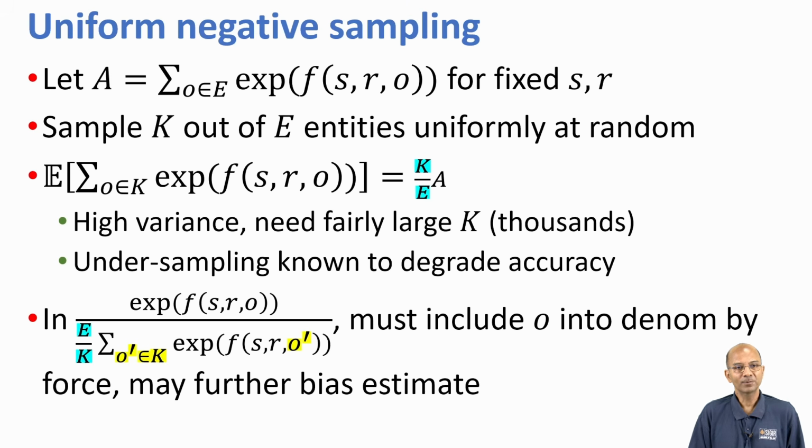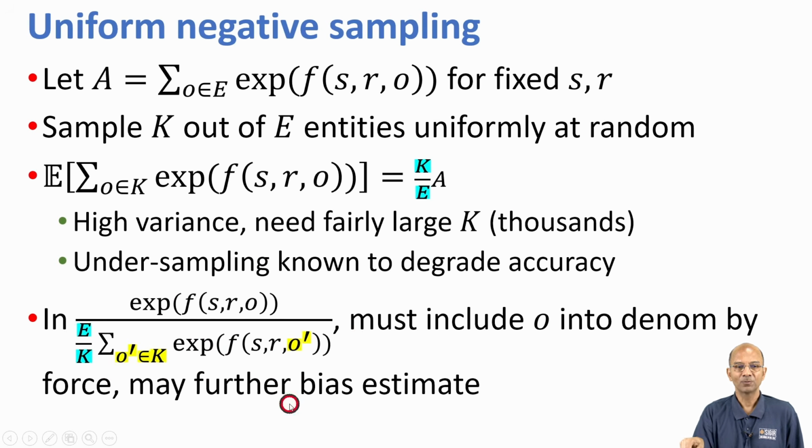We could do uniform sampling, but that would be too expensive. So we could sample K out of the E entities uniformly at random. Suppose there are a total of E entities and we take K negative samples, then our expectation of that denominator has to be adjusted for that K, right? So we have to invert that by multiplying it by E over K or K over E, depending on which way the sampling is going. And that restores the denominator to the expected sum over all entities in the knowledge graph.